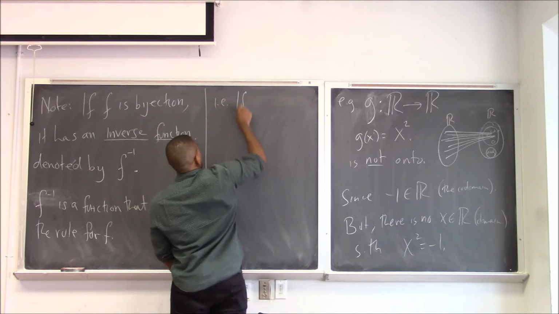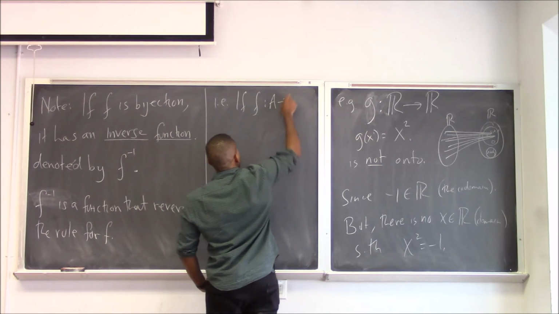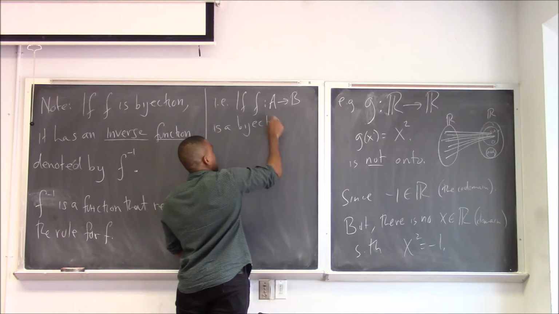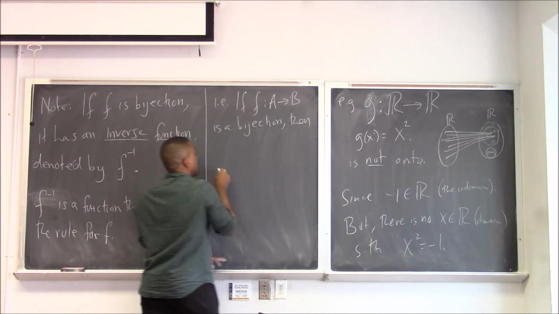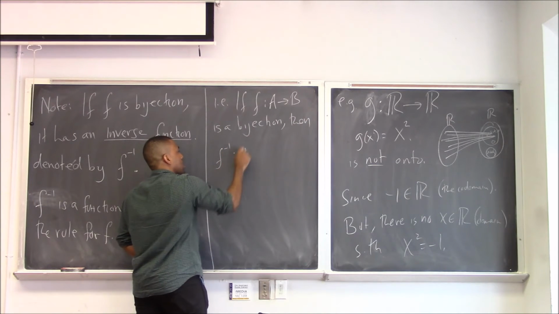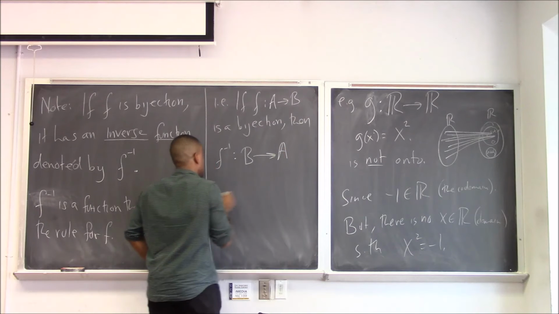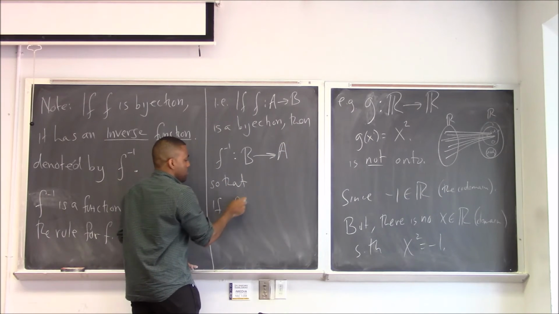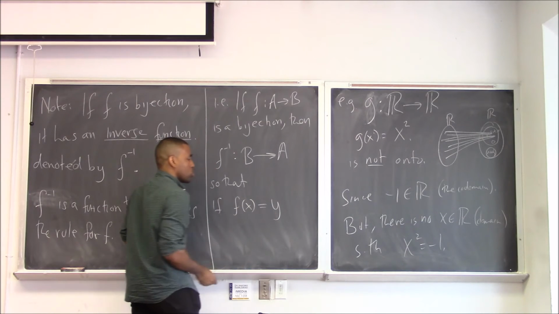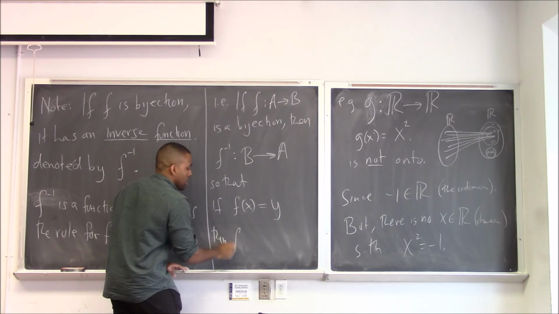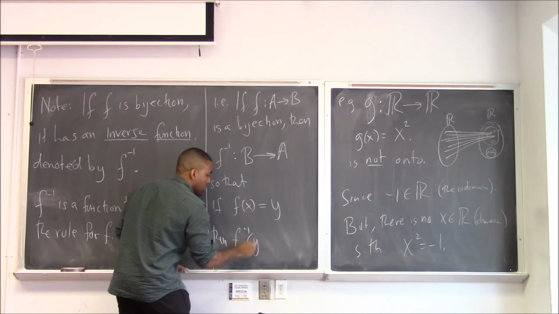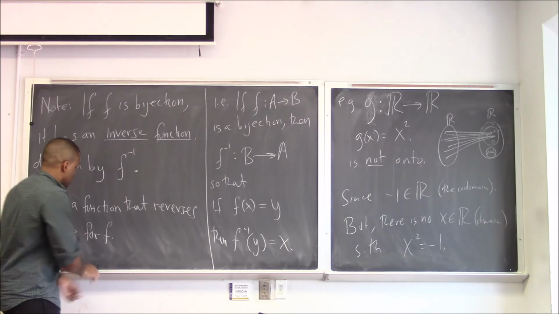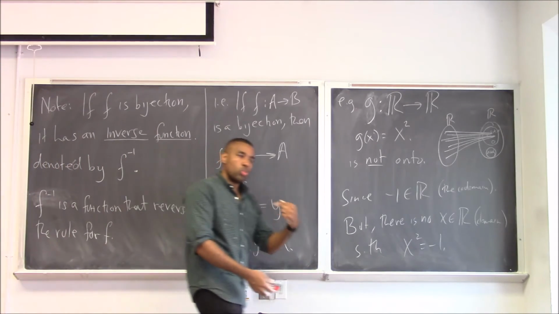That is, if f goes from A to B and is a bijection, then f inverse will be a function that goes from B to A, so that if my f of x, the output was y, then if I plug the output into the inverse function, it gives me back the original input. It undoes the rule. So my function does one thing, and the inverse function will reverse that thing.